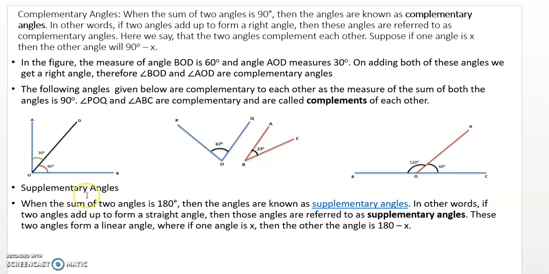Next are the supplementary angles. When the sum of two angles is 180 degrees, then the angles are known as supplementary angles. In other words, if two angles add up to form a straight angle of 180 degrees, then those angles are referred to as supplementary angles. These two angles form a linear pair. 180 degrees means it is supplementary and it forms a linear pair. The measure of the linear pair is 180 degrees. If one angle is x, then the other will be 180 minus x.